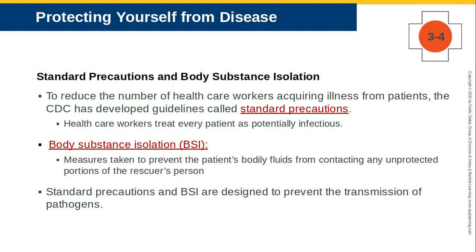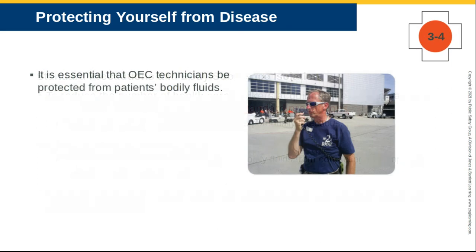Now, along with that, we get the idea of body substance isolation. We want to make sure that if any bodily fluids are present, blood or mucus or vomit, that we can protect ourselves from that. And we see the idea there of isolation. It is really essential that you protect yourself from any patient's bodily fluids. Now, a couple of things that we want to be careful of with that is it could be bandages or towels and blankets that we're using, or even perhaps their belongings that may be scattered around a scene.